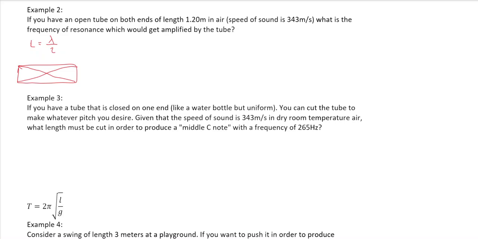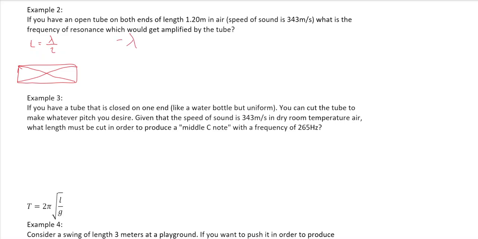Okay, so you have an open tube, open on both ends, of a given length, in air, which is the speed of sound there. What is the frequency of resonance that would get amplified by the tube? So basically, what pitch is another way of saying this. So what pitch do you have to sing at or whistle at where it would amplify the tube? It would sound louder because of the tube. Okay, so this is the length of the tube.